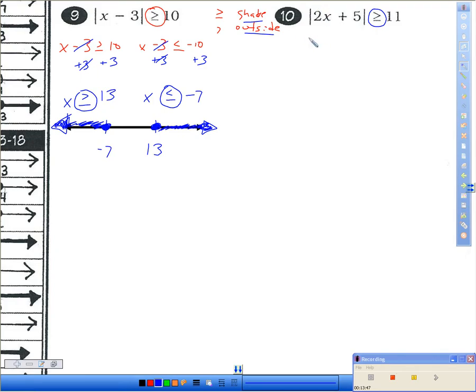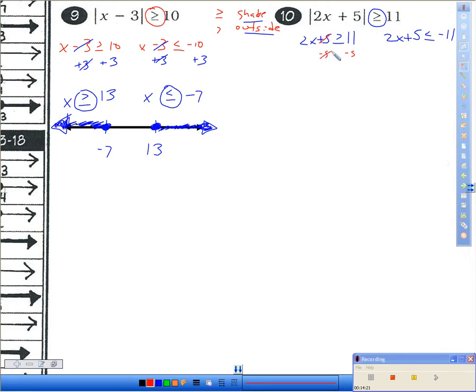So we'll set up 2 inequalities. We'll say 2x plus 5 is greater than or equal to 11. Again, we need to change that 11 to a negative 11, and since we had greater than or equal to, we'll change it to less than or equal to. So we're changing the sign of the number on the right hand side, and we're changing the direction of the inequality symbol.